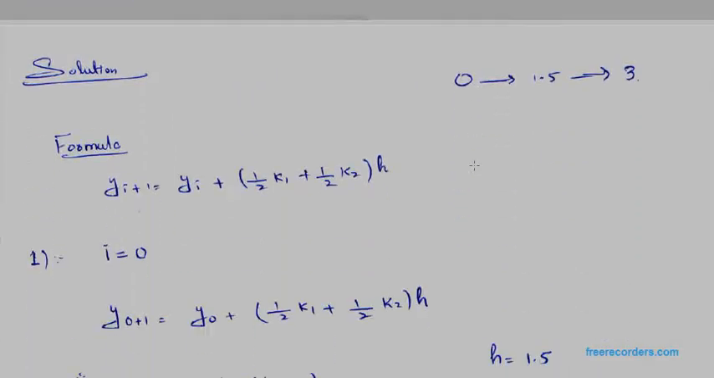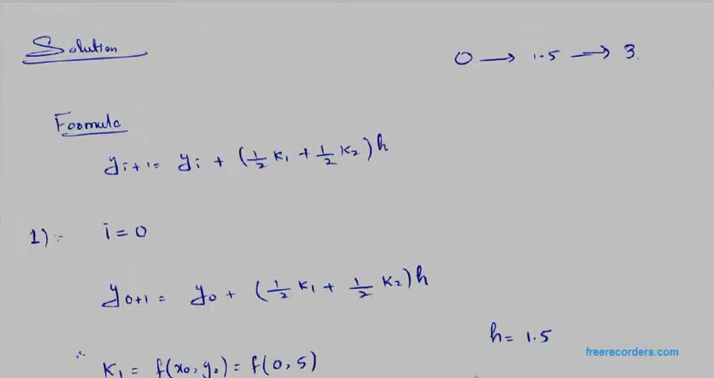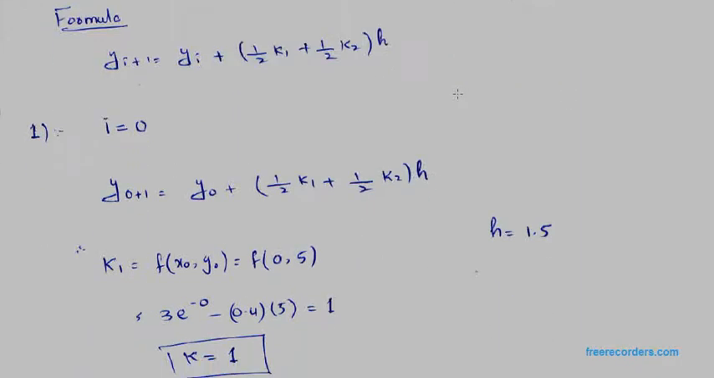Solution. The formula is the same: y i plus 1 equals y i plus half k1 plus half k2 times h. In the first iteration, we will find the value at 1.5. So y1 equals y naught plus half k1 plus half k2 times h.